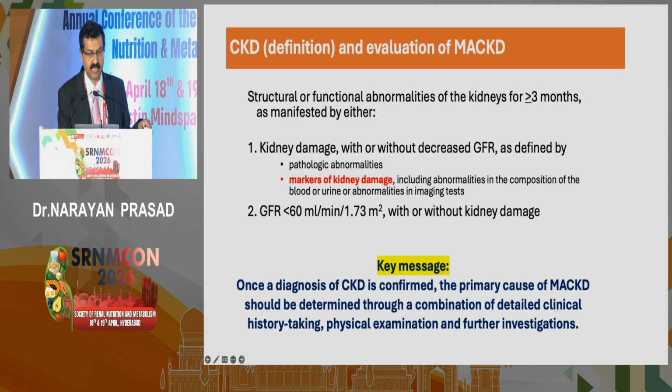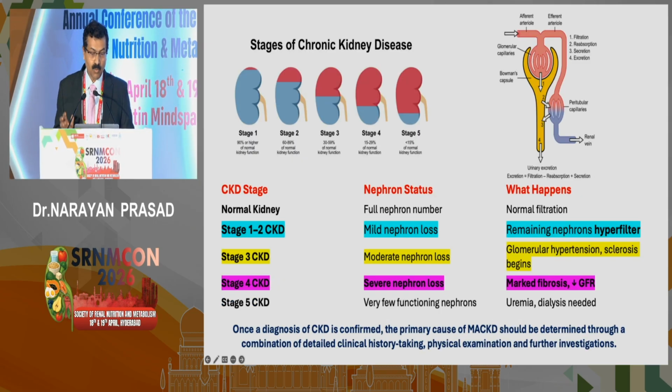rather than writing only diabetic kidney disease. Here, with the staging: in stage 1 or 2, mild nephron loss; stage 3, moderate nephron loss; stage 4, severe nephron loss, marked fibrosis, reduced GFR. We need to see at which stage we are looking, what would be the actual dietary prescriptions, and what would be the actual prescriptions to retard the progression of the disease.